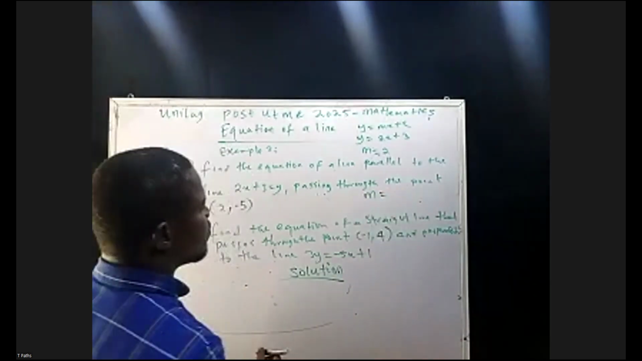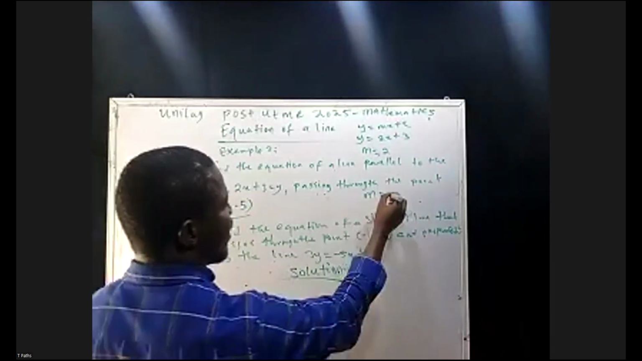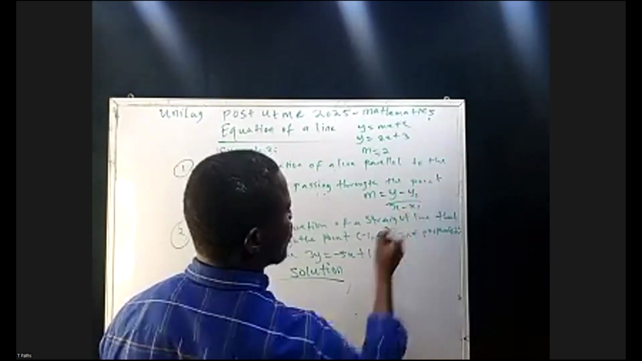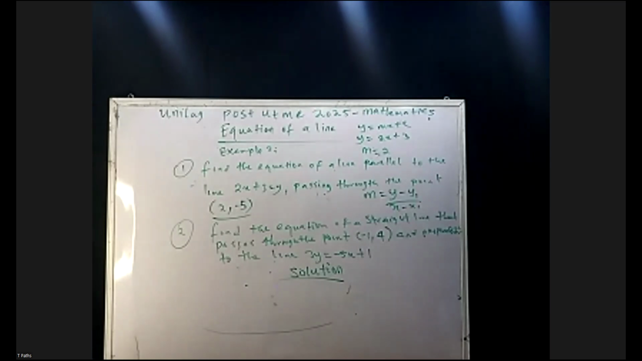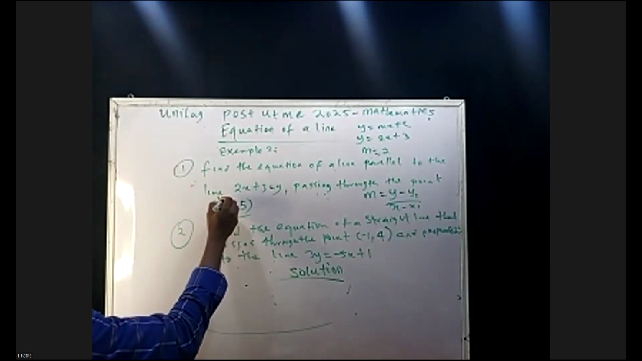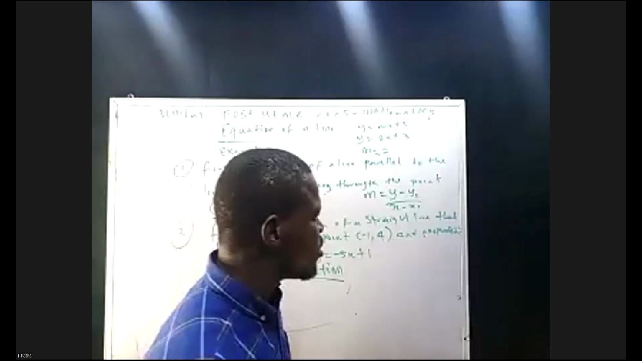So you just pick M1, you pick M2, and use these coordinates, and use this formula, y minus y1, x minus x1. This is x1, this is y1. You just apply it in this formula. Then you do it. Is that clear?